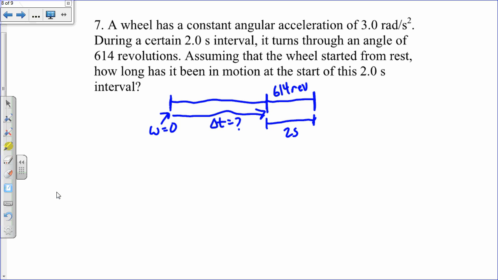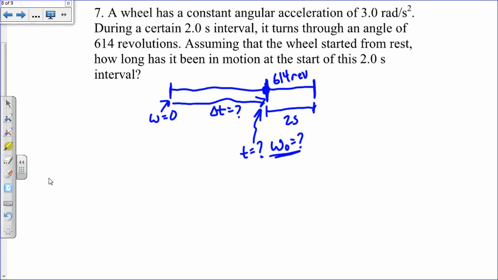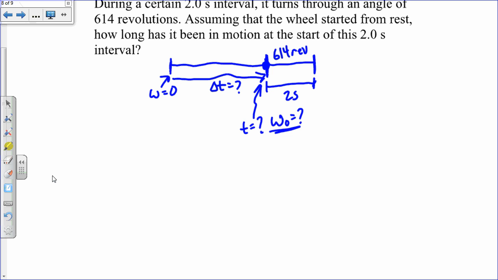In order to find this, I want to find what this time is at this point. I also want to find out what my omega naught is at this point. If I can find omega naught, at the beginning of that 2-second interval, then that will become my omega final for the previous interval. So let's first just consider the 2-second interval.